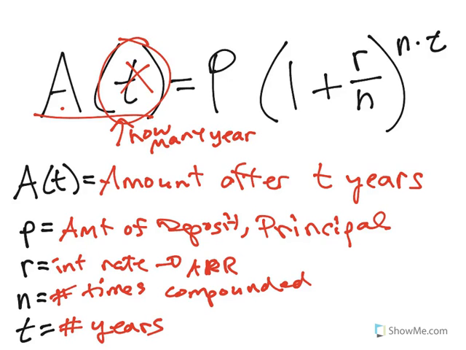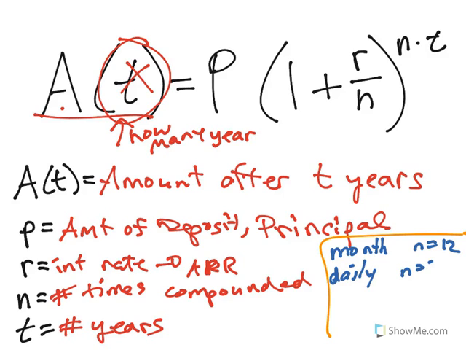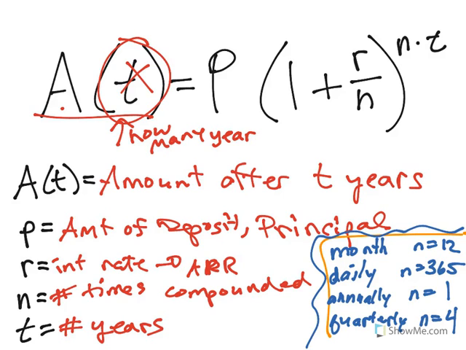So, let's put a little box over here. If we are talking about monthly, then n is 12. If we're talking about daily, we assume there are 365 days in a year. If we're talking annually, then n equals 1 because once a year. Quarterly would be n equals 4 because there are 4 quarters in a year. So just keep that idea in mind for your value of n.